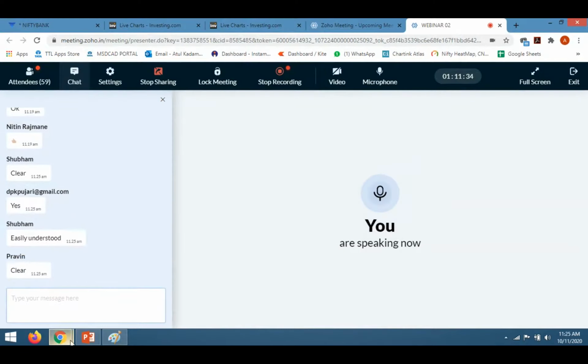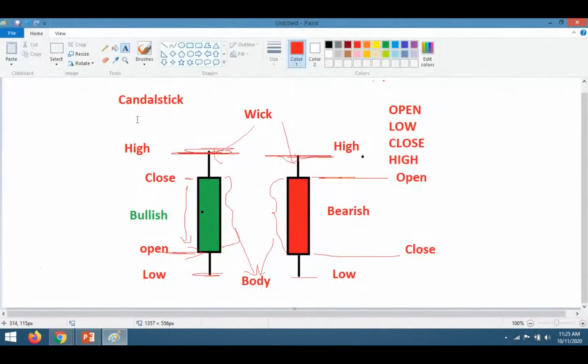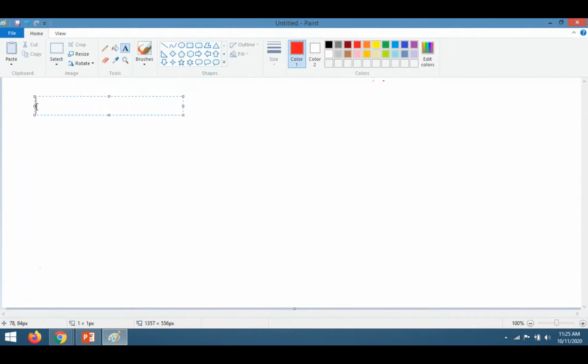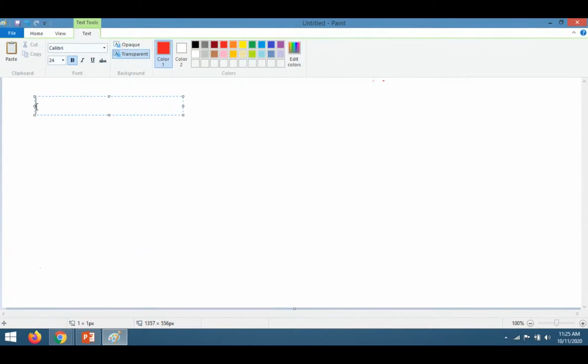Thank you, Praveen. So we'll go ahead. I will just remove this. So this is the basic candlestick definition. After that, there are types of candlesticks, like engulfing. There are n number of candlestick patterns in the market, but I take only those working well for me, because it's not possible to cover all the stuff in one hour.